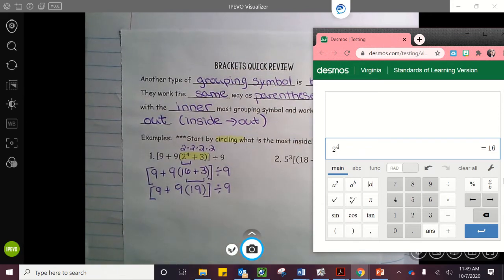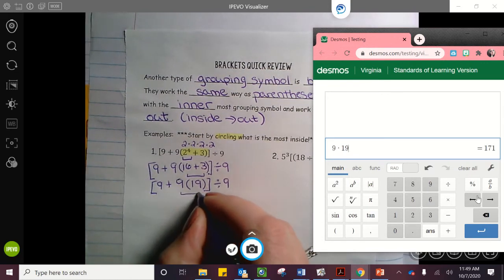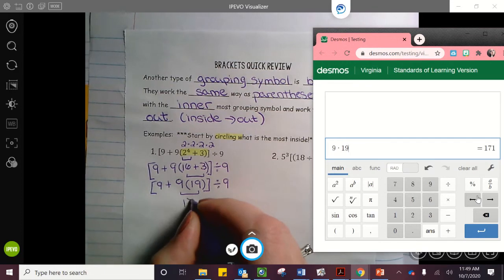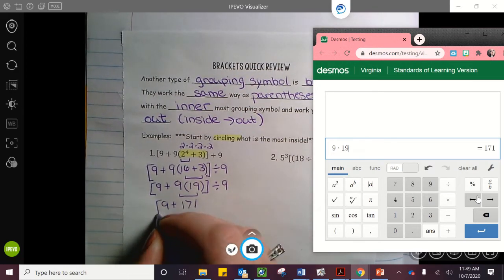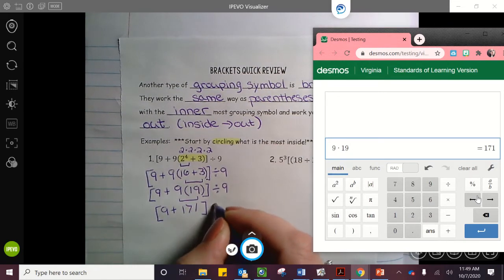So again, you can use your Desmos calculator for this. It's a whole lot easier than 6th grade where you had to work everything out by hand. So if you do 9 times 19, that would give you 171. So 171, and I'm still adding 9 to that. I still have my brackets, and then I'm still dividing by 9.